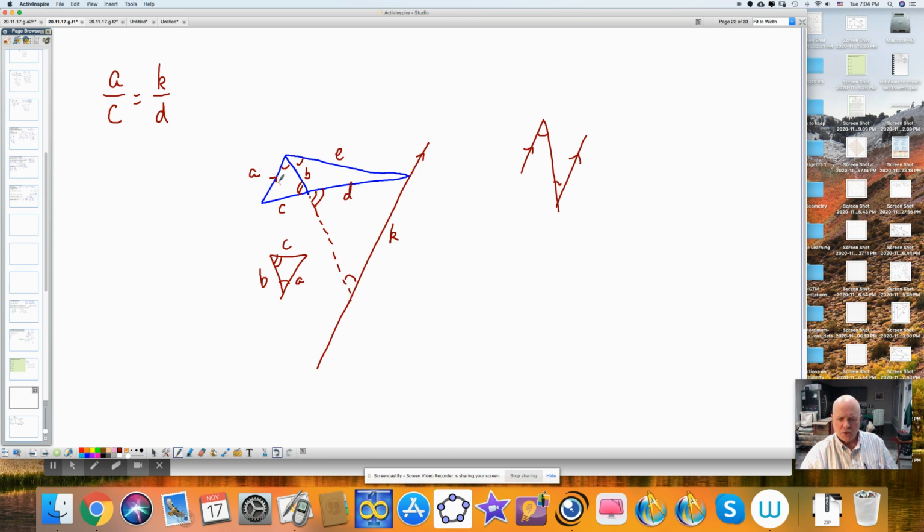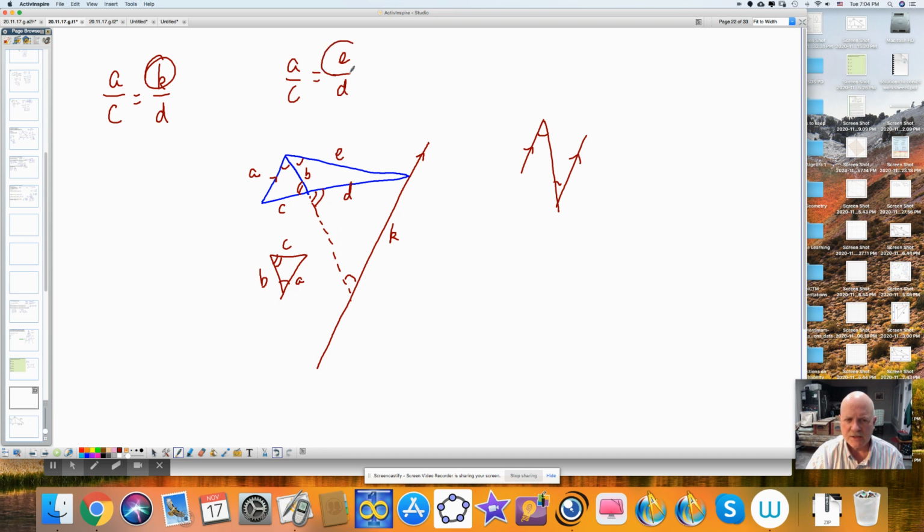Well, what I'd like to show with the angle bisector theorem is that A is to C as E is to D. So this will divide this into a proportion. It does not divide the triangles into congruent or similar triangles, but it does divide it into a proportion. And here I've already shown that A is to C as K is to D.